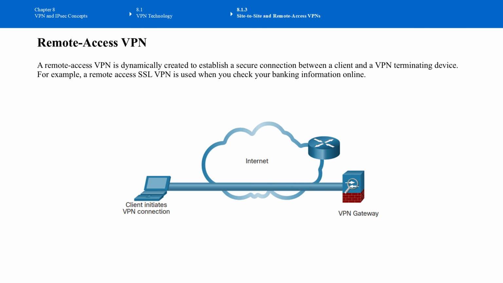The second common VPN deployment is the remote access VPN. Unlike a site-to-site VPN, which connects two networks, a remote access VPN connects an individual user to the corporate network. It provides a secure connection between a client and a VPN gateway.